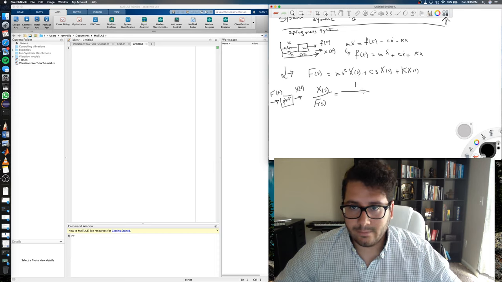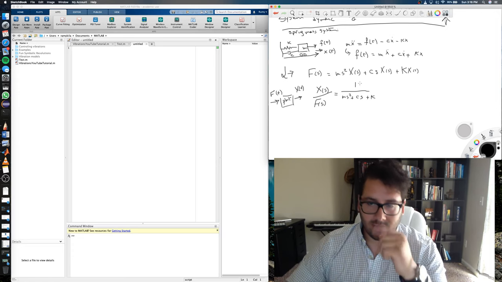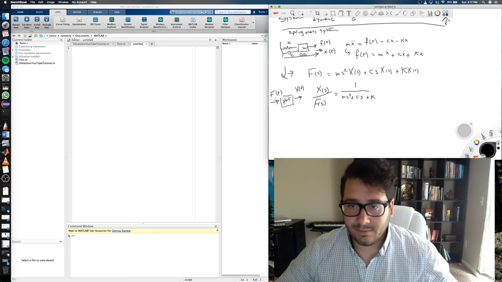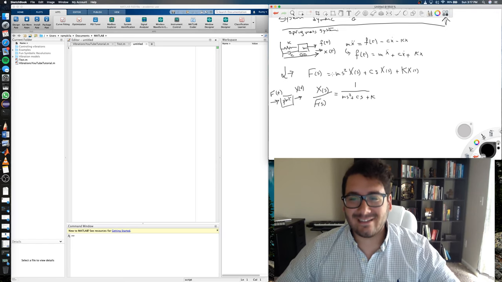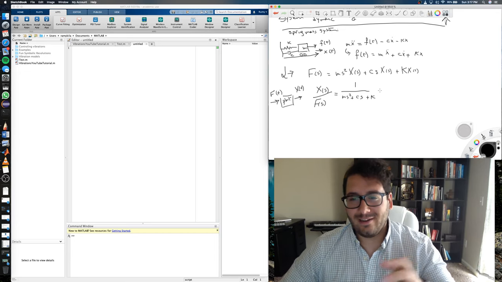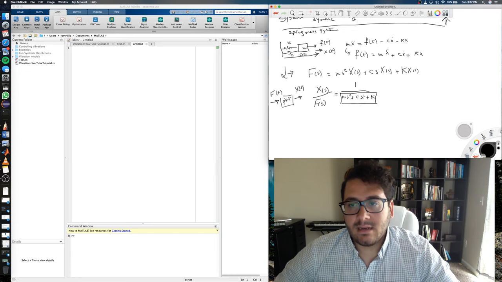This will give me here 1 over m s squared plus c s plus k, dividing through by x of s. I don't like using the term saturating, especially because many people who see this go right away to classical controls, and saturation is a whole big area in classical controls. All right, so right away when I see this, I say, okay, this is my system.